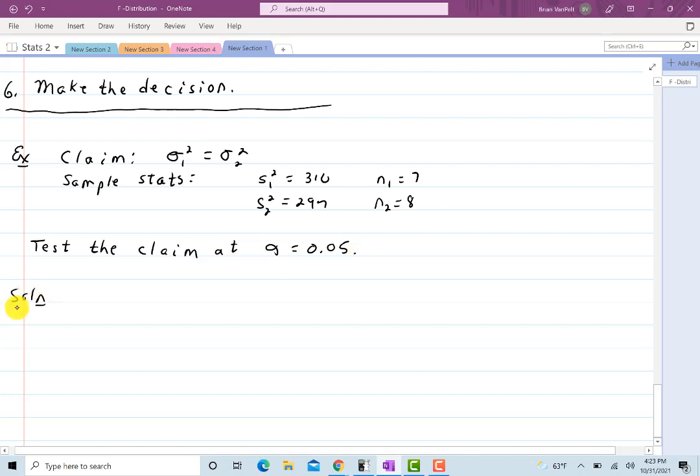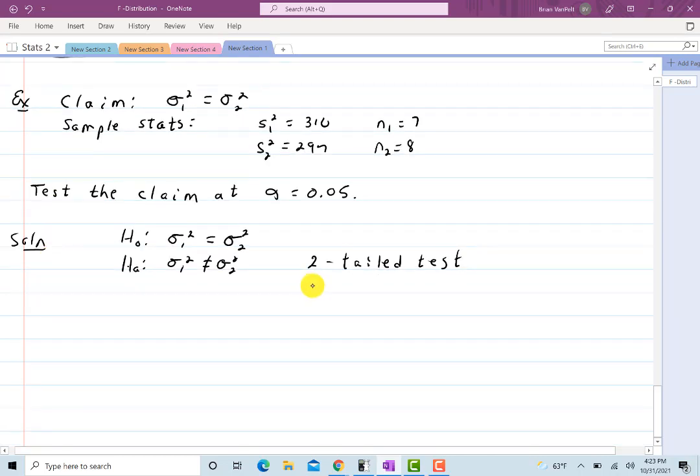So for this, let me put what my H0 and HA would look like. As usual, the equals goes into H0. HA would be that sigma 1 squared does not equal sigma 2 squared. And here this is a two-tailed test. However, it means a little bit different here. What we're going to do is we're going to take our alpha and divide it by 2 to get 0.025. Keep that in mind.